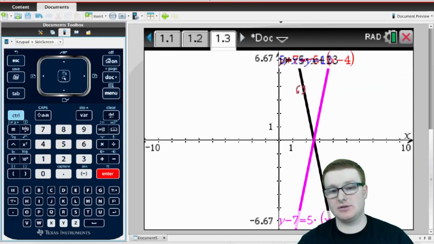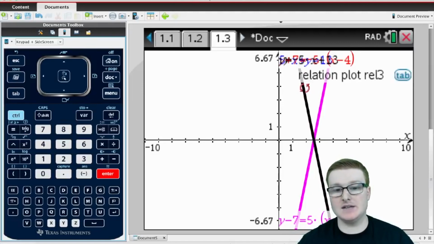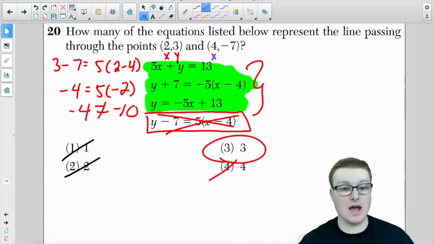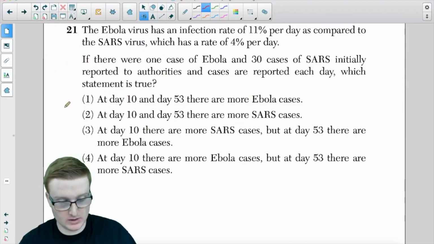These three lines, there's actually three under there because it overlaps with the different colors. The pink line is obviously not even the same as this one, so that is why that one doesn't work. So your answer is choice 3. Moving on to number 21.